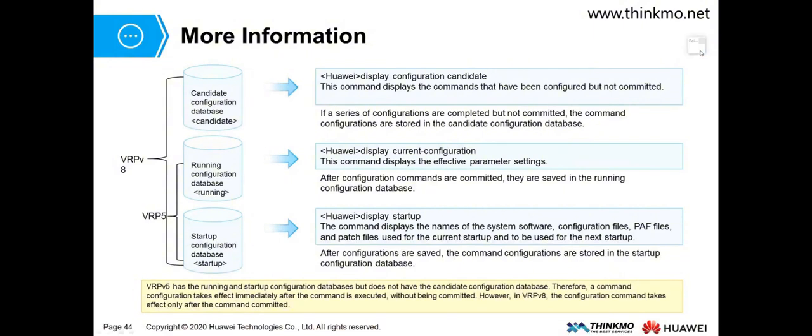So here we say that VRP V5 and V8 actually have similar commands. But what about VRP V5? It has running and startup configuration databases, but no candidate configuration database. So here, once our commands are configured, they take effect immediately without needing to be committed. However, in VRP V8, all commands must be committed after configuration to take effect. These differences are important for everyone to understand, including some of our basic commands.